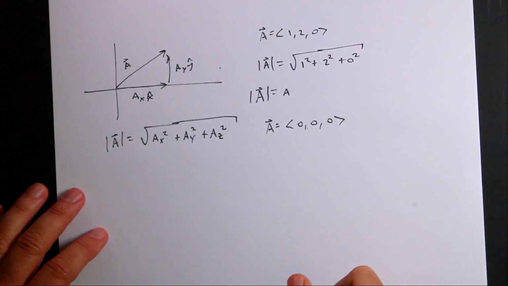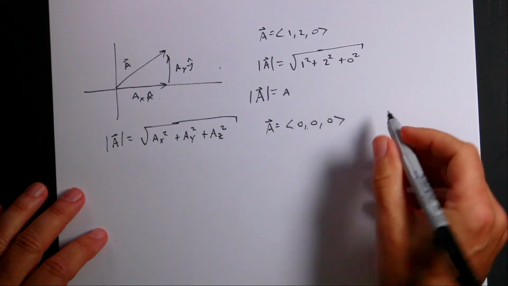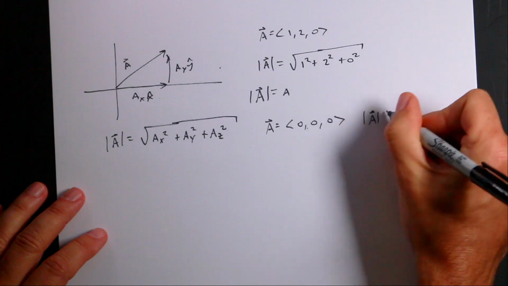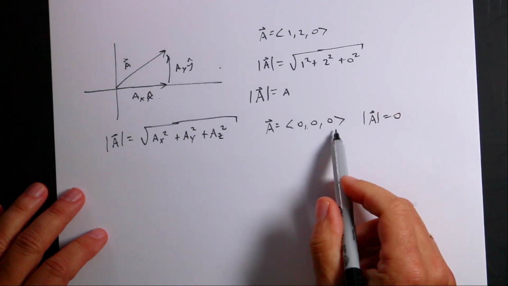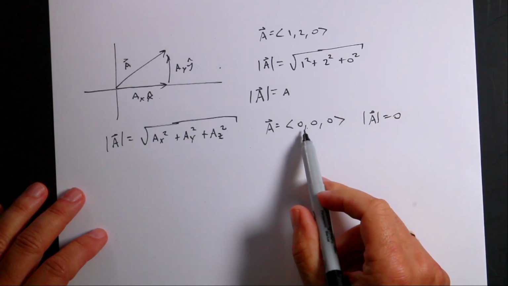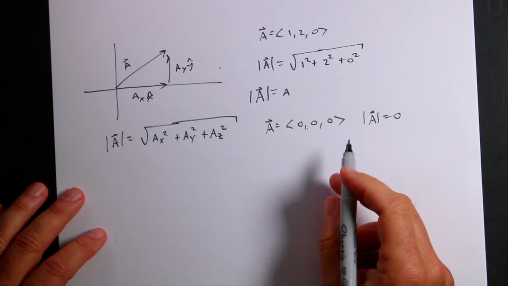What if all the components are 0? Well, in that case, the magnitude is also equal to 0 because you square those and add them up, you get 0. And we call this the 0 vector. Okay, that is an important thing.